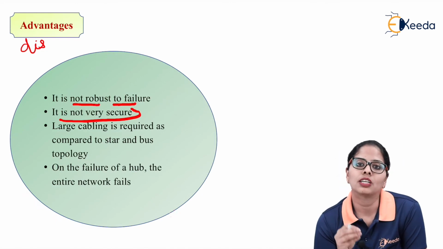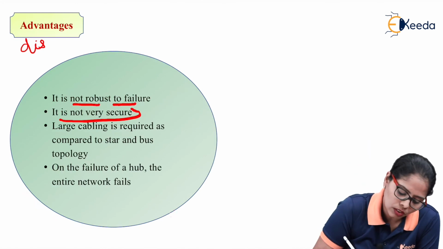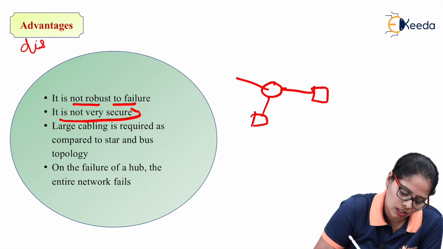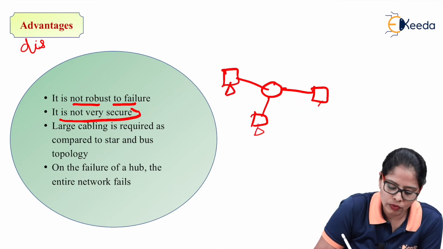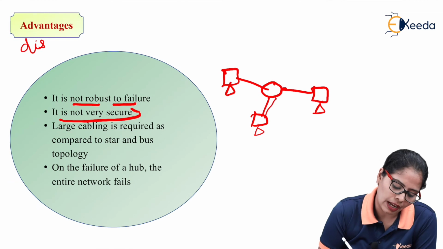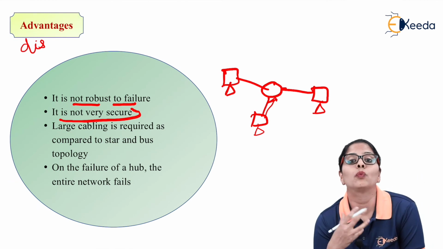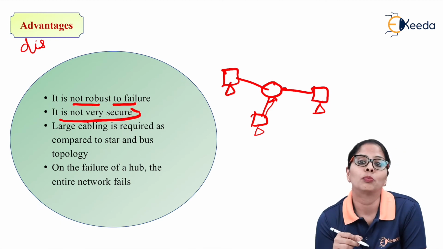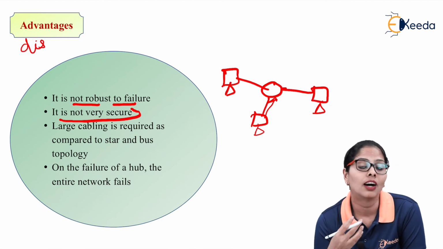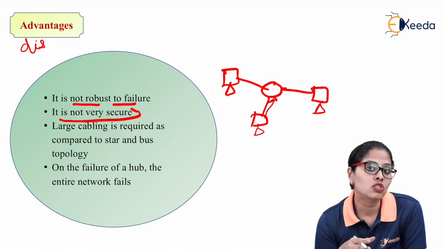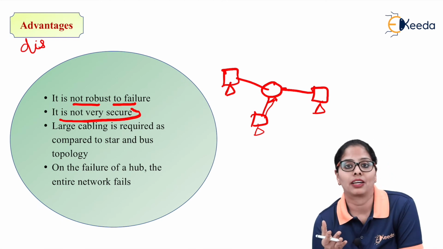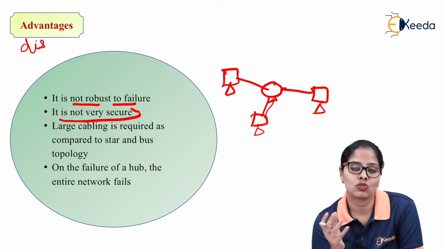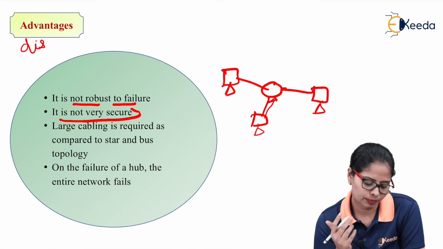For example, if you are considering the star topology, this is my hub, this is one PC, another PC, here another PC. Whenever you send the packet, it is not very secure. In the star topology you are sending the packet to the hub, but in the bus topology you are broadcasting the packet. Broadcasting means your packet goes to every computer, so over there there is no security.